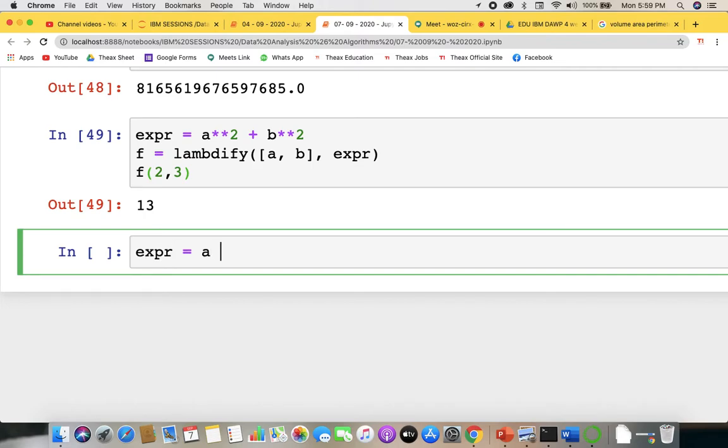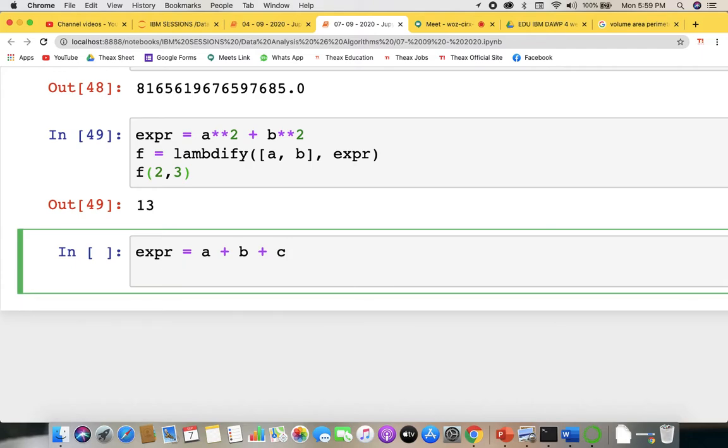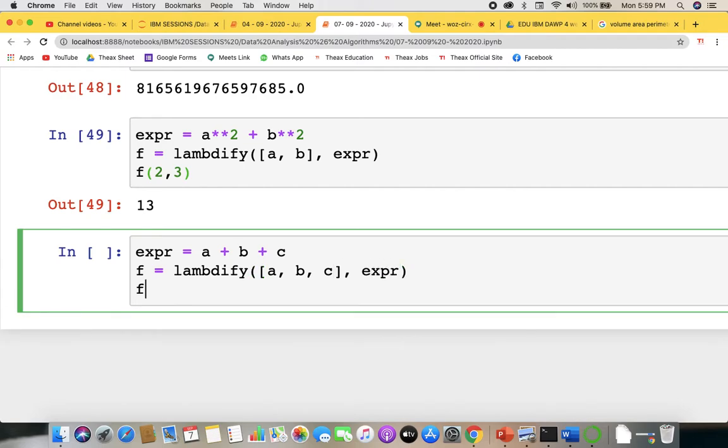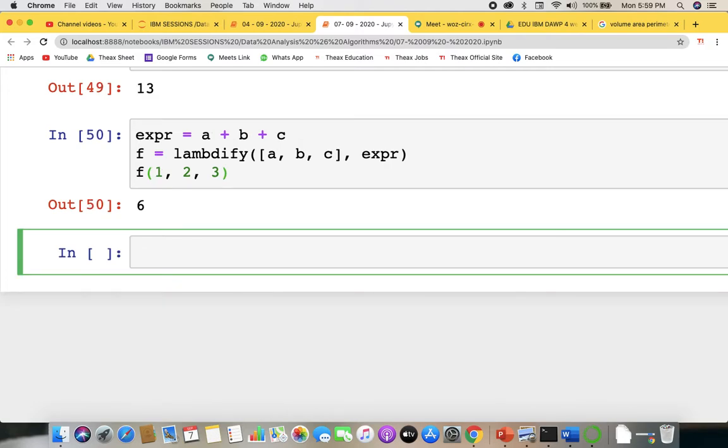Like your expression is a plus b plus c, and let's say f is lambdify of a, b, and c in the expression. Then write f of 1, 2, and 3 to get the answers. Got it clear? Any doubts? No, sir. Okay. Moving next. So this is how lambda and lambdify work.